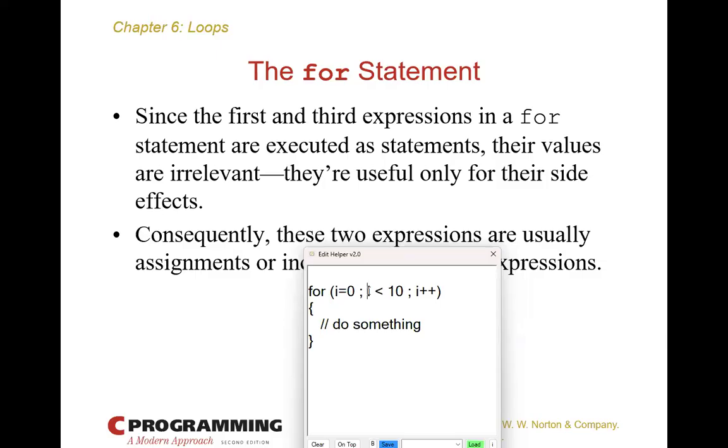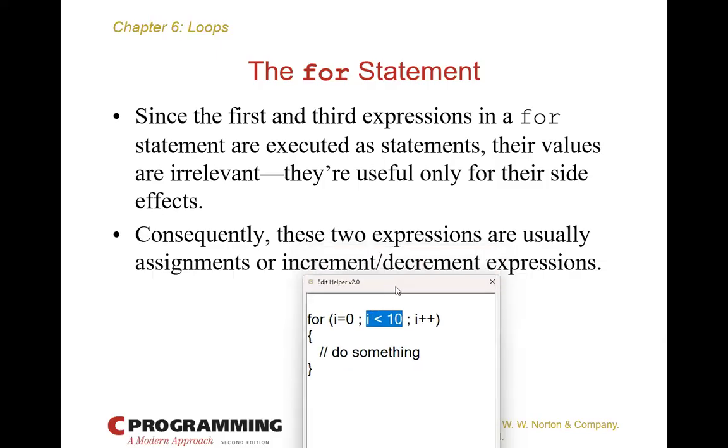In subsequent runs, we will always evaluate expression 2 and expression 3. But here we are being told that since the first and third expressions in the first statement are just statements, their values are irrelevant. They are useful only for their side effects. So if you have some things you want to do with I in this code, you can make use of it. But this is the most critical part, because you need a stopping condition. If you don't have a stopping condition, then you most probably will end up in an infinite loop, except you have a way to break out.